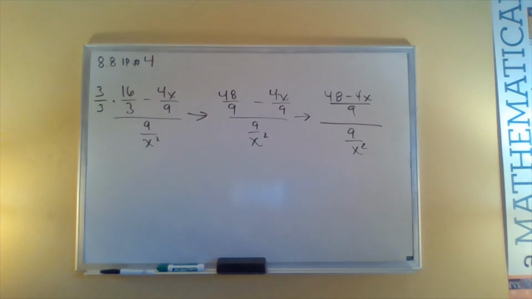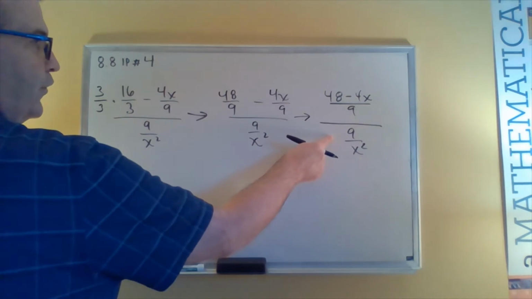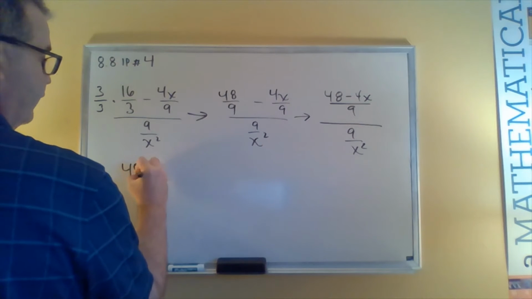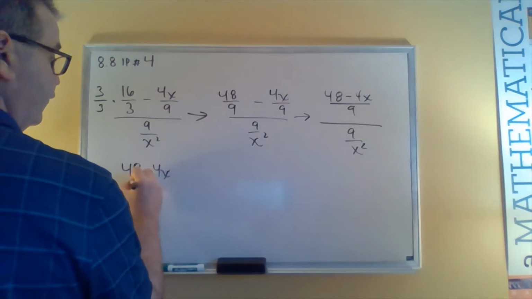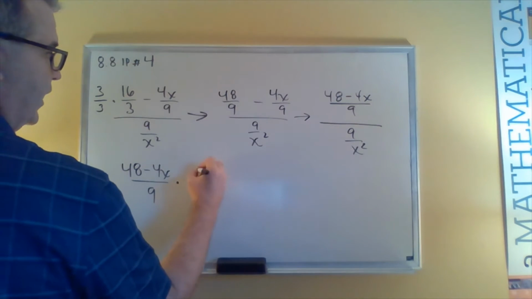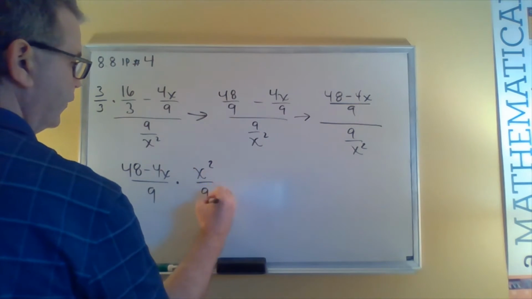So now that I have one fraction in the numerator, one fraction in the denominator, I can take the reciprocal of the denominator and multiply that times the numerator. So I'll rewrite my numerator, 48 minus 4x over 9 times the reciprocal of my denominator, x squared over 9.